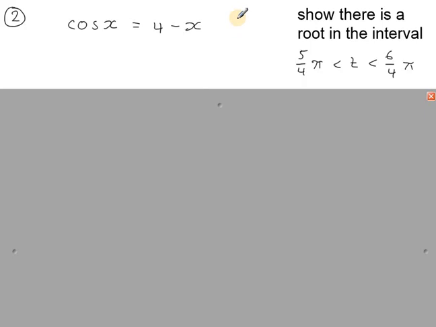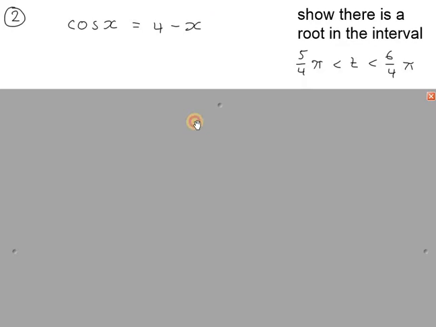Example 2. We have an equation that we're going to attempt to solve numerically, not algebraically, and we're just doing the first step, the sign change method, just like in the first example, to show that there's a root present in a given interval. We're not actually working out the roots. We need to use the iteration method and the Newton-Raphson method to do that part.